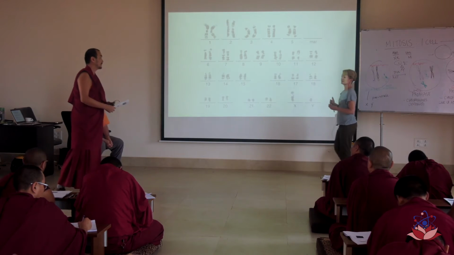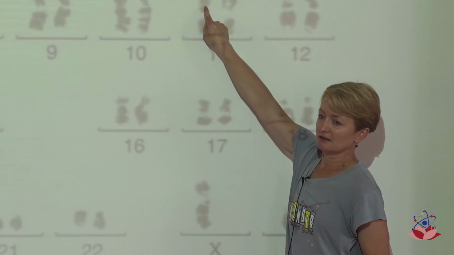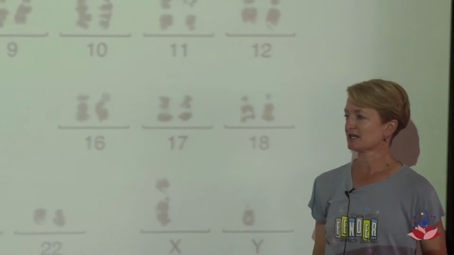But if we're talking about single gene diseases like sickle cell, that gene is found on chromosome 11, and that's the single location for that gene.